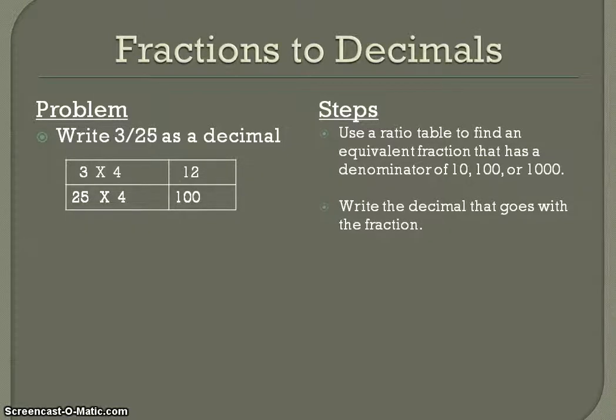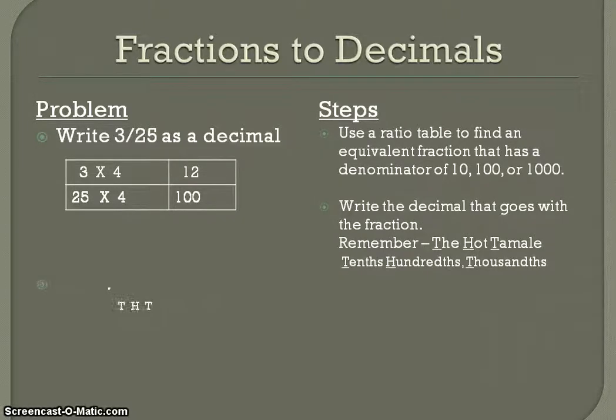Now we're going to write a decimal that goes with the fraction. So remember the hot tamale: tenths, hundredths, thousandths. We put our decimal point down. Now the 12 goes directly above so that the last digit is above the H for hundredths, because that's what the denominator is in our fraction. And we need to remember our polite 0.